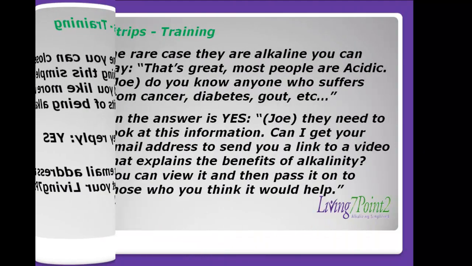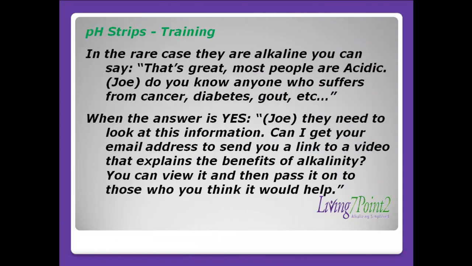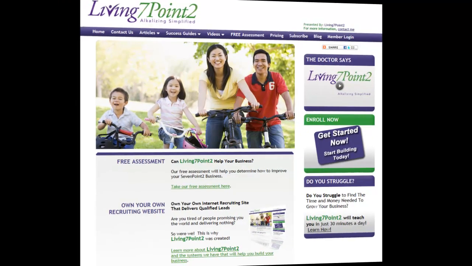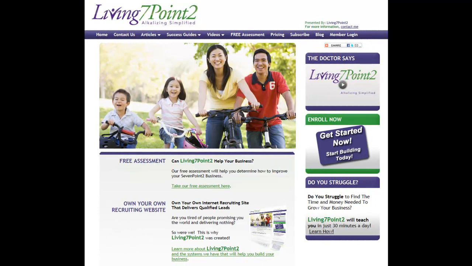In the rare case that they are alkaline, here's what you can say. "That's great. Most people are acidic. Joe, do you know anyone who suffers from cancer, diabetes, gout, etc.?" When they answer yes, here's what you say. "Joe, they need to look at this information. Can I get your email address to send you a link to a video that explains the benefits of alkalinity? You can view it and then pass it on to those who you think it would help." Get their email and send them a link to your Living 7.2 site and let the system take over.